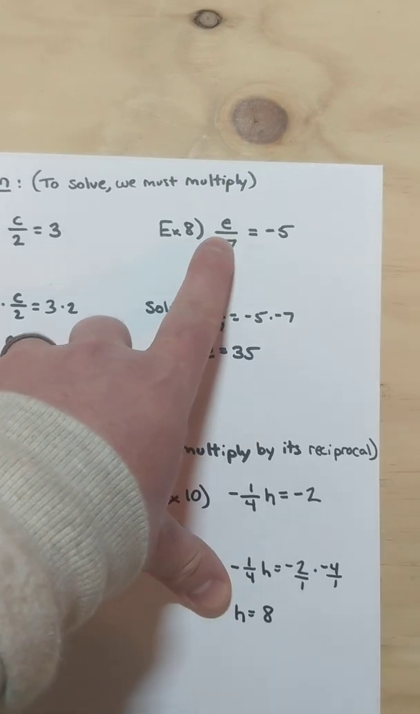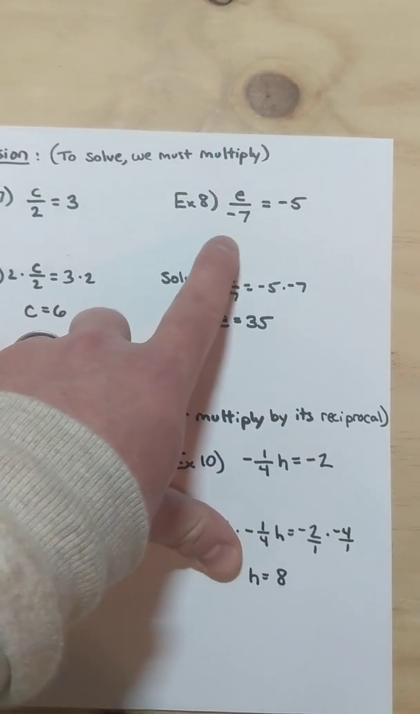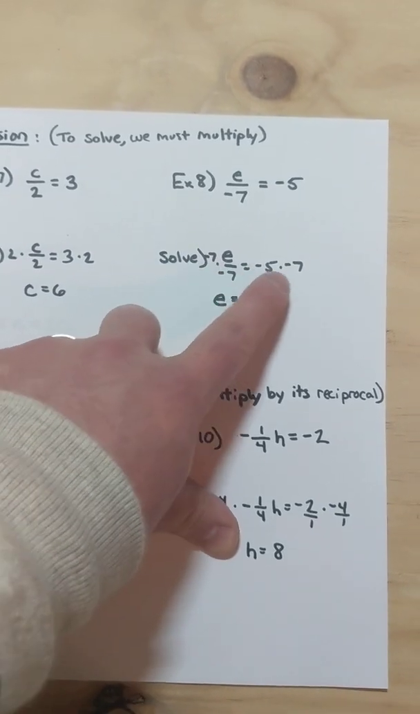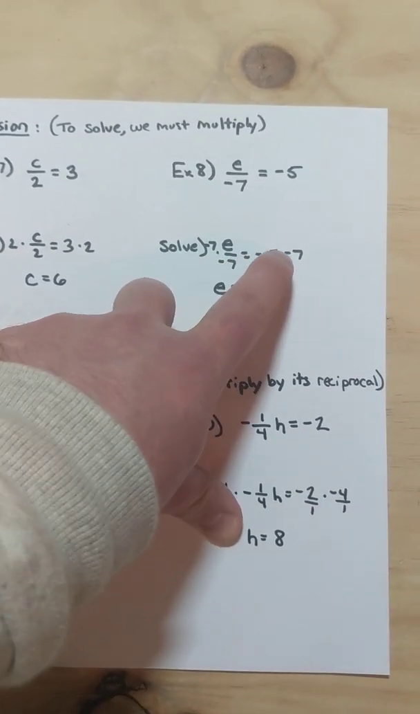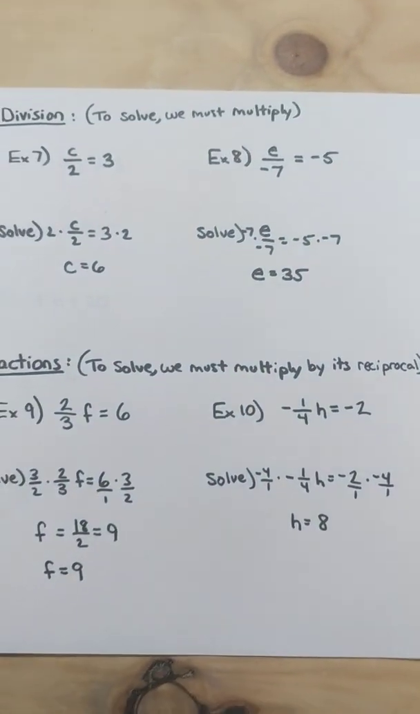Over here, e divided by negative 7 equals negative 5. I multiply both sides by negative 7. A negative times a negative is a positive, and 7 times 5 is 35.